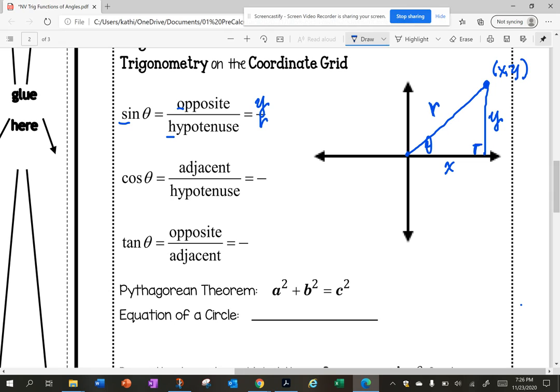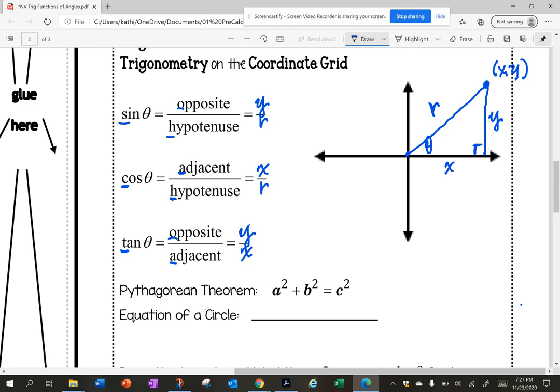Let's do the same thing for cosine. Cosine is adjacent divided by hypotenuse. The adjacent leg is x, and the hypotenuse is r. Tangent is opposite divided by adjacent, so that's y divided by x. Instead of using the words opposite, adjacent, and hypotenuse, I'm thinking the words, but writing x, y, or r for radius, and we're getting that from a circle.